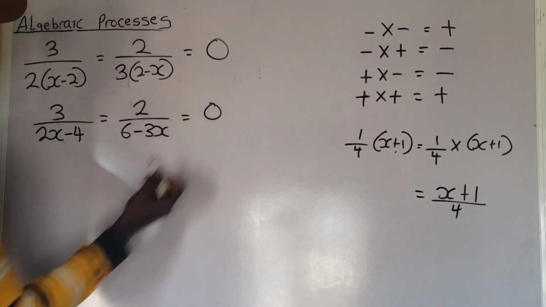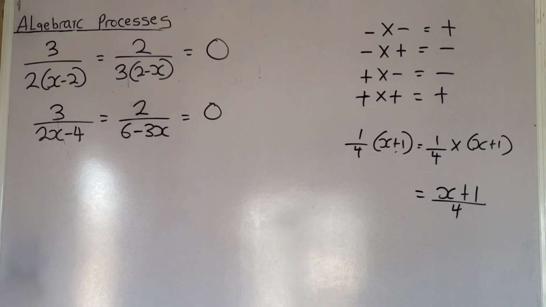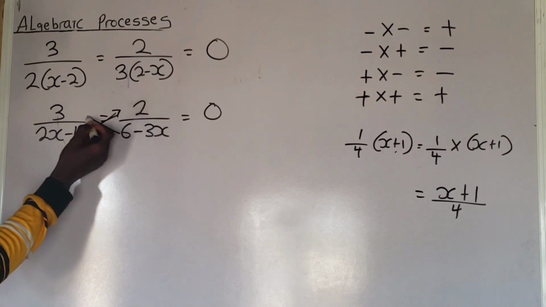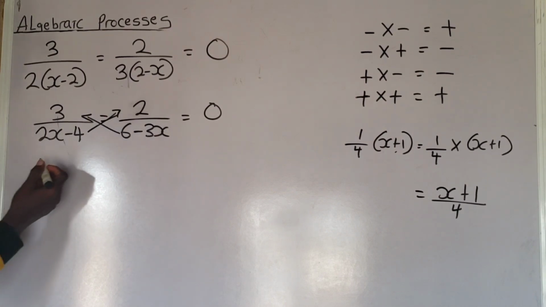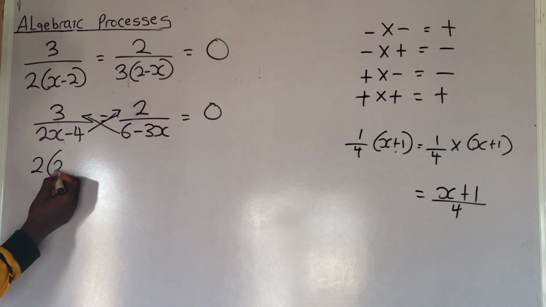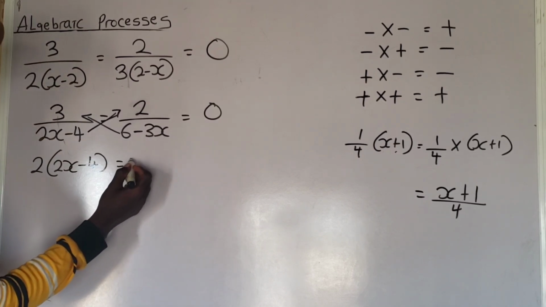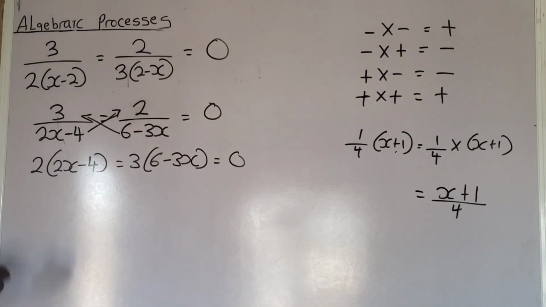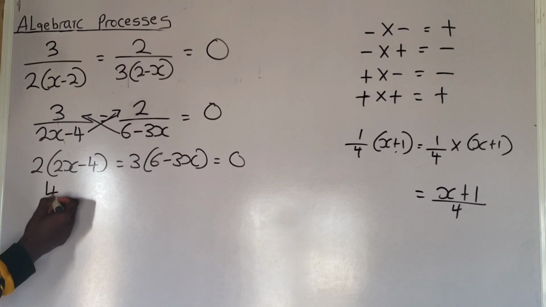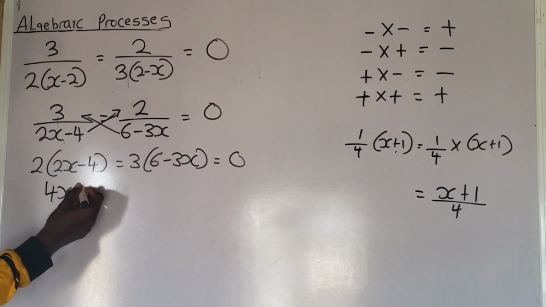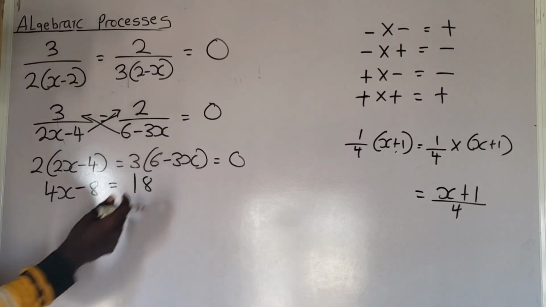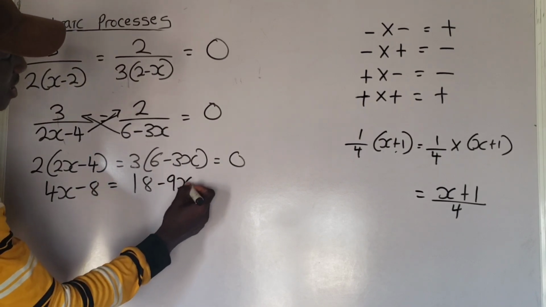Now the next step here is to take the cross product. The cross product will now be, this will multiply 2, and 6 minus 3x will multiply 3. So I'm going to have 2 into bracket 3x negative 4 is equals to 3 into bracket 6 minus 3x. Now 2 multiplied by 3x, that will be 6x. 2 multiplied by negative 4 is negative 8, is equals to 3 multiplied by 6 is 18. 3 multiplied by negative 3x is negative 9x.